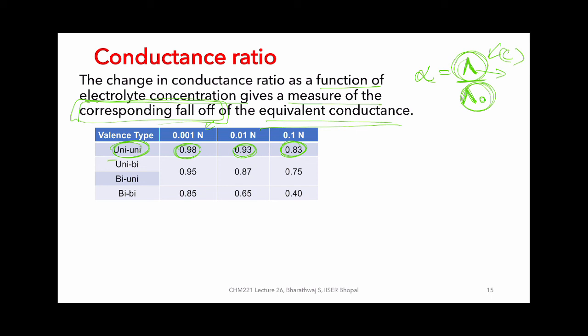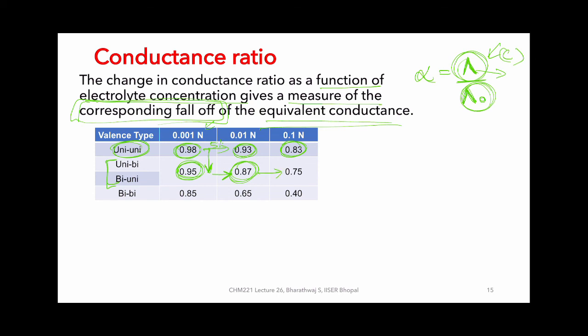On the other hand, when you have mixed valent systems, which is uni-bi or bi-uni, you realize that it starts already 5% lower than the lambda naught at infinite dilution, and it's quite different. Actually, it's reduced when compared to uni-uni by about an additional 3%. And when you increase the concentration by about 10 times, unlike the previous case, which had an approximate 5% reduction, here you have much more than a 5% reduction, so probably about 7% or so.